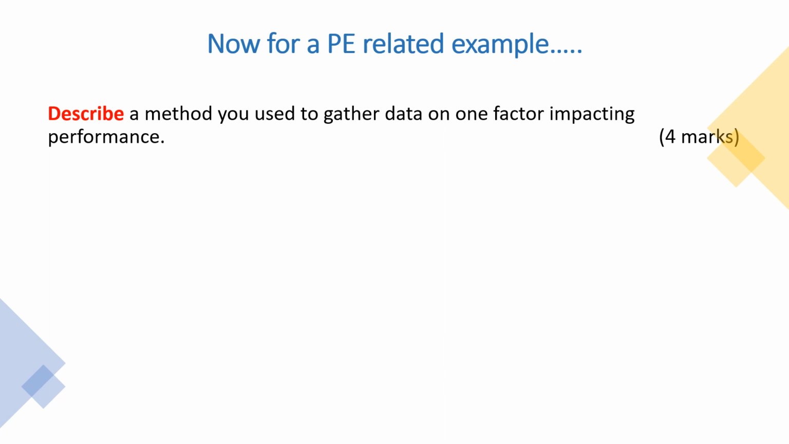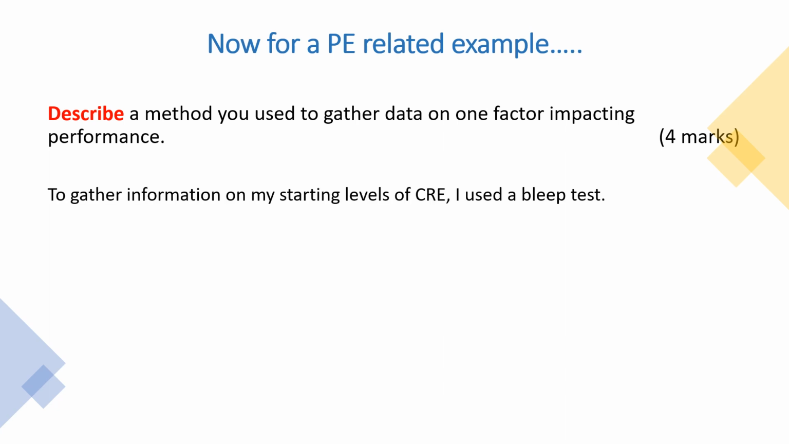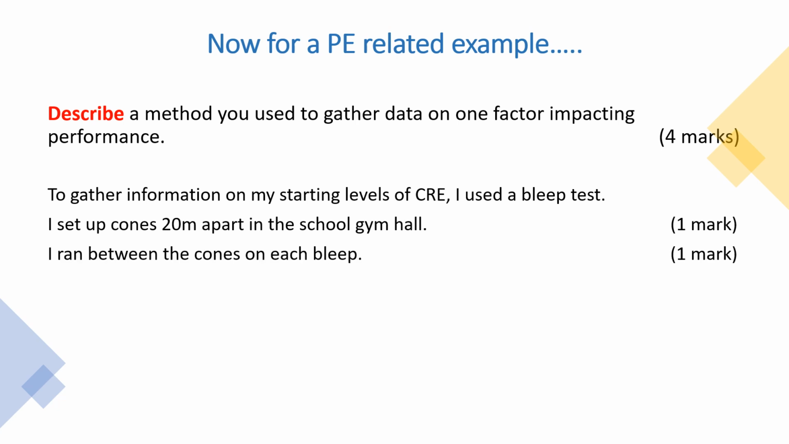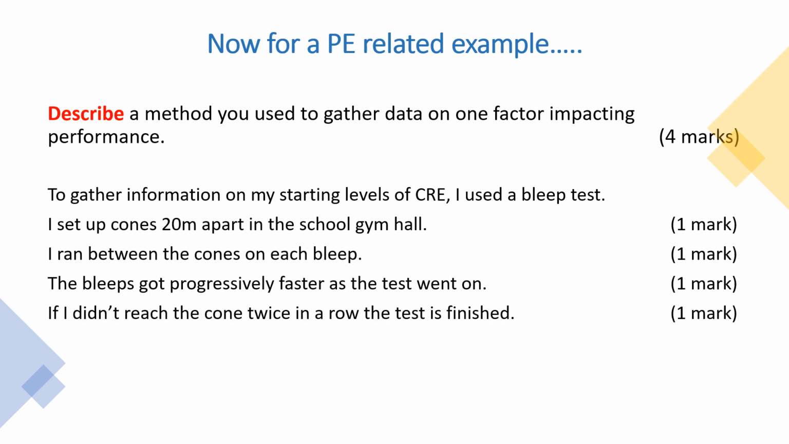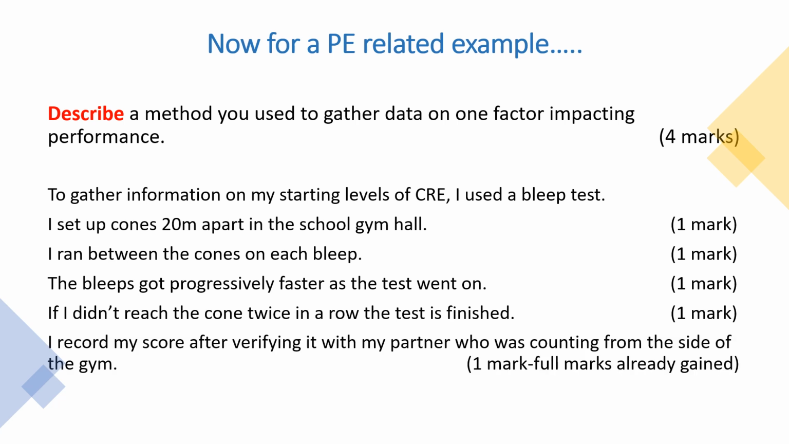So this, although a 4-mark question, is a fairly simple question. All you're having to do is give 4 descriptive points of what you did. And I decided to use the bleep test. So this is just an introduction. To gather information on my starting levels of CRE, I use the bleep test, and I go ahead and give 4 different points. I actually give 5, but since we've already picked up the marks, the maximum you can get is 4 anyway.